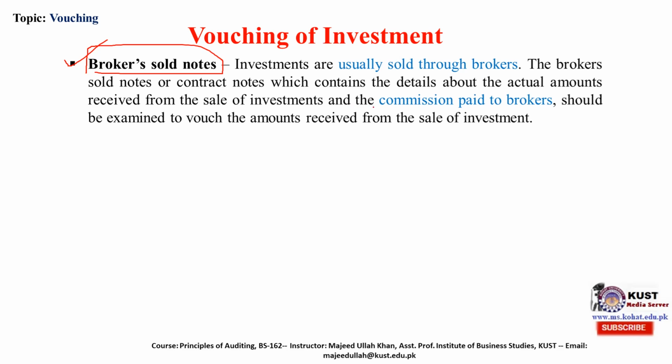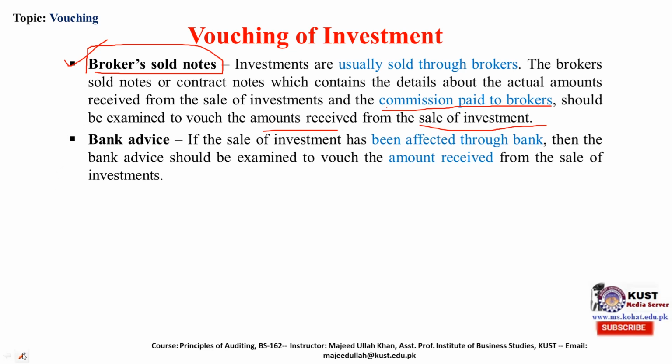The auditor will check two things. One is the commission paid to the broker and the amount received from the sale of investment. These two things are critical for the auditor in order to vouch the investment, to see that the company's investment is genuine or just for window dressing of their financial statement.